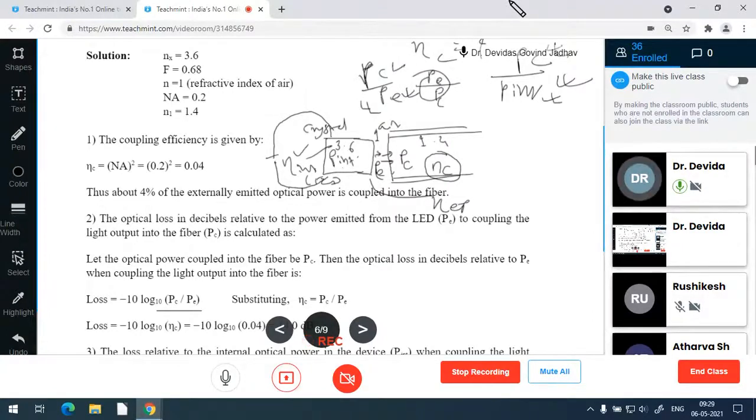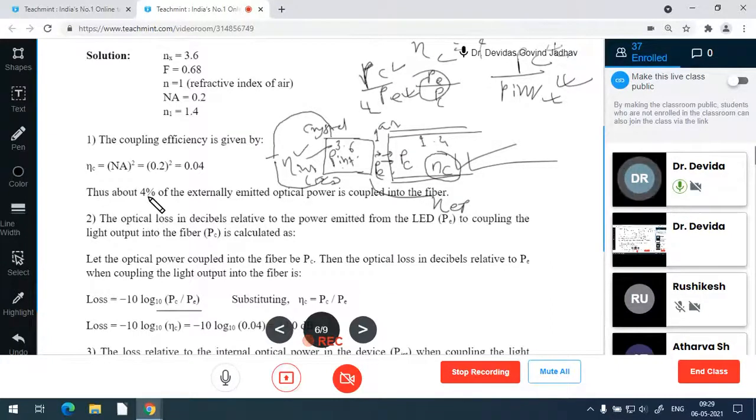How much of the internally generated optical power is emitted outside the device, that is PE into air? For that we have to know eta EP, the external optical power emission efficiency. Out of the externally emitted power PE, how much is coupled into the fiber? For that we have the coupling efficiency, eta C. And all these formulae we have seen.